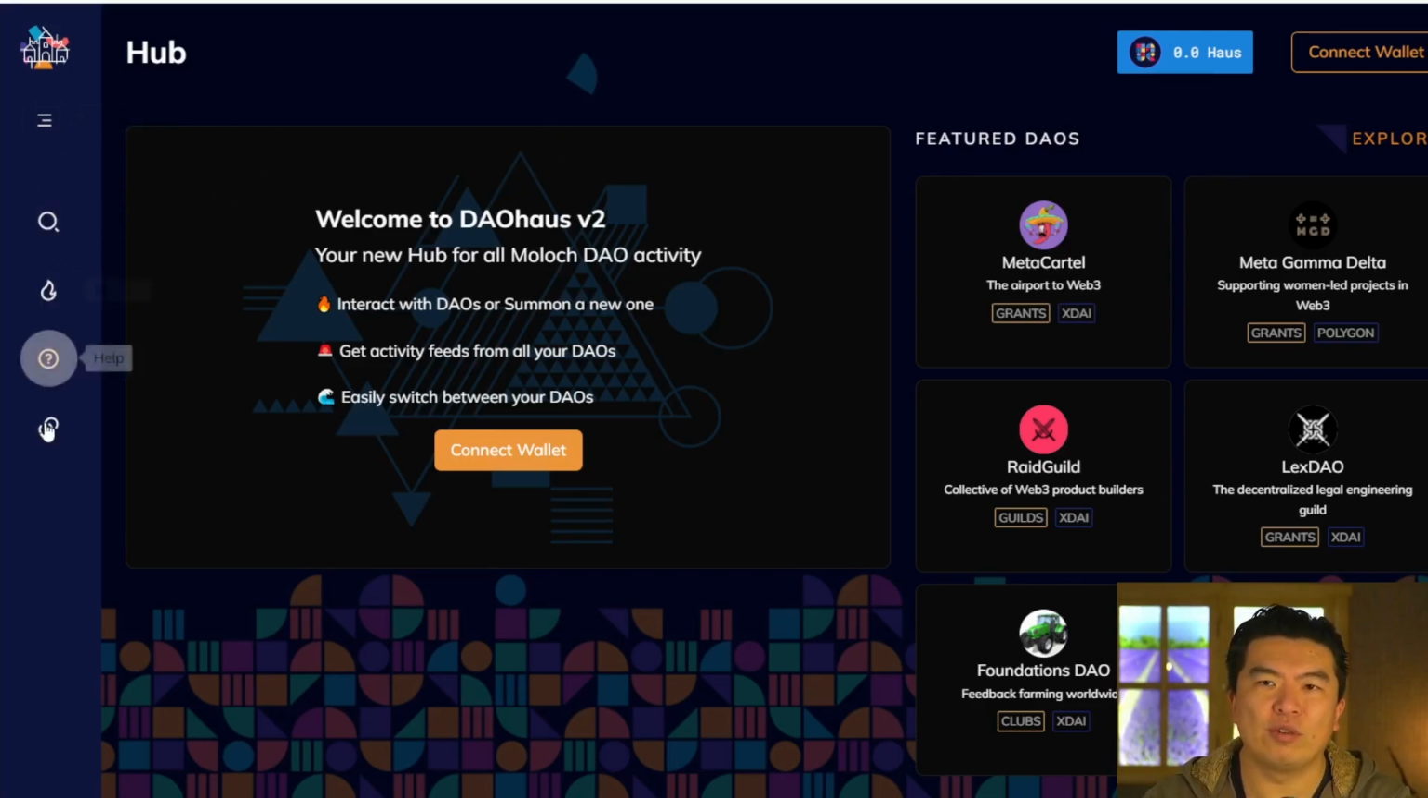You have the Explorer, where you can just look around at other DAOs. Everything is transparent, as it should be. And with Summon, you can start your own one. There are some other things, and of course you can join the DAOhaus Discord. It's a very nice one, and they have good support there.